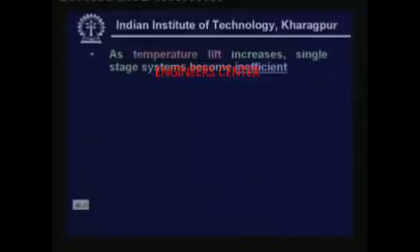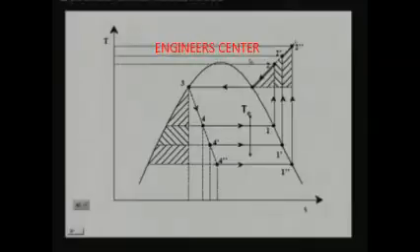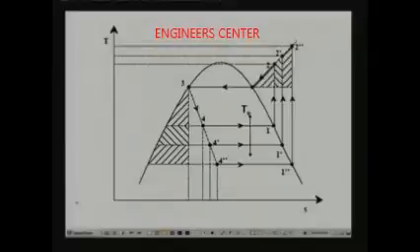And in fact, in the last class we have seen that as the temperature lift increases, single stage systems become inefficient. Let me repeat this with the help of TS and PS diagrams. For example, here on a TS diagram we have shown the effect of evaporator temperature.